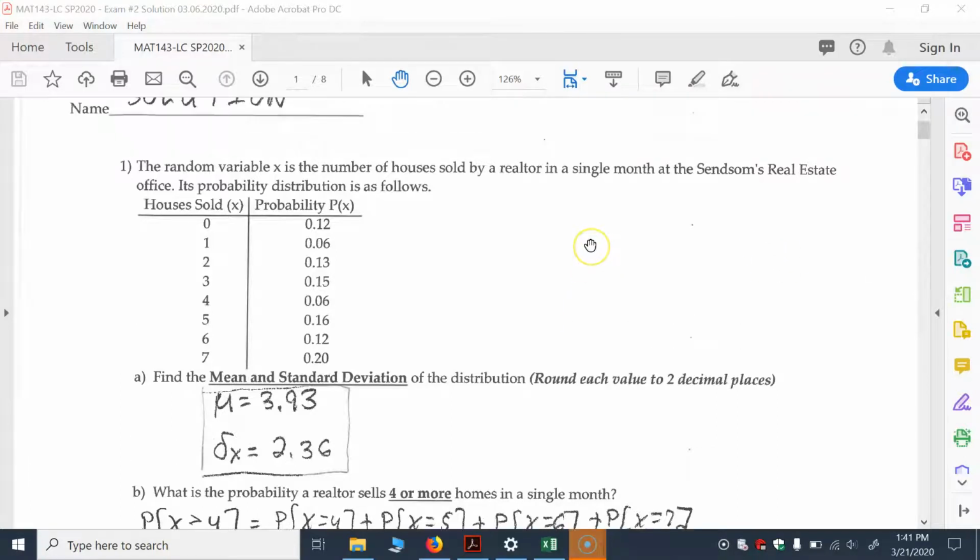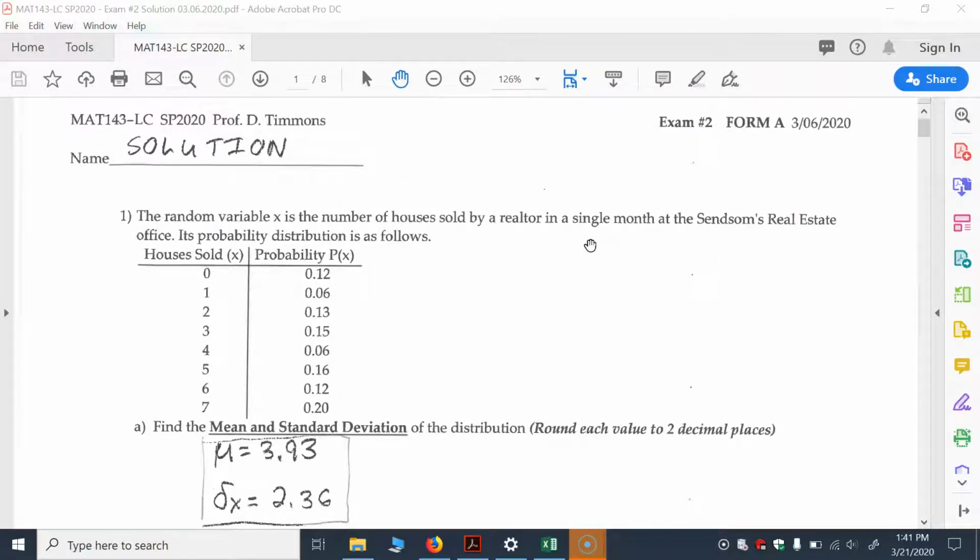Okay, I'm going to review the exam number 2 solution. And I know you don't have your exams in front of you, and you may not even remember if you have Form A or B, but of course I want to review the concepts. So problem 1 is a probability distribution, and it's defined by this table here.